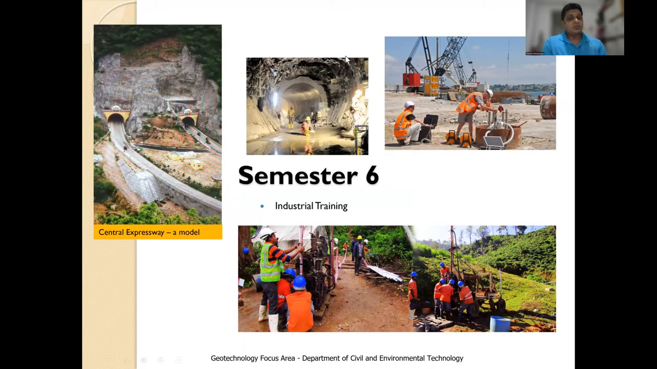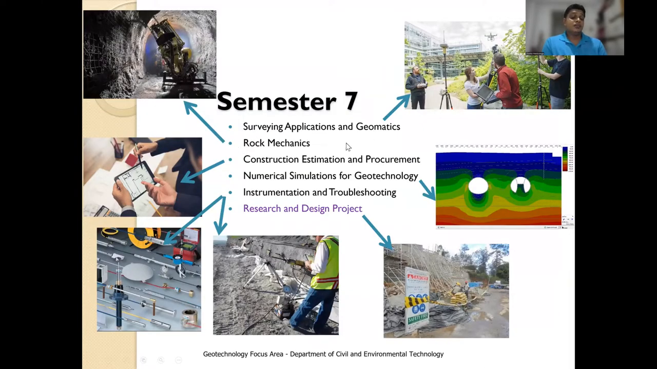And then when it comes to semester seven, again, advanced surveying. We introduce rock mechanics, how we use rock mechanical principles to stabilize rock environments, and then construction and estimation procurement, numerical simulations. As I told you, the modeling and software side of geotechnology is covered under numerical simulations, then instrumentation and troubleshooting, how we use instrumentation and how we troubleshoot the instruments we use in the geotechnical environment. And then you will be having a two-semester-long research and design project, which falls under this geotechnology focus area, the same as the other focus areas.